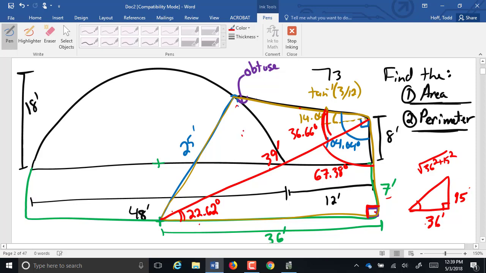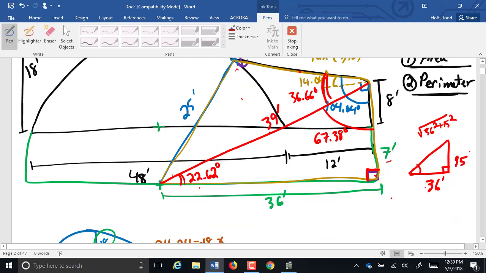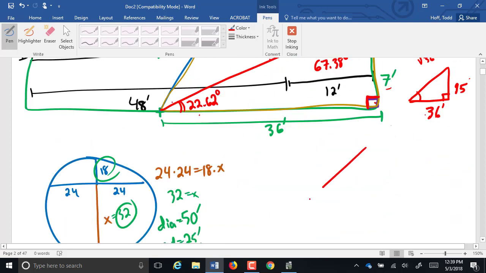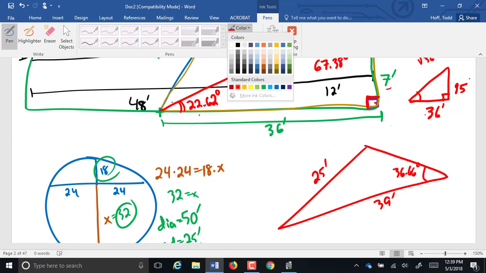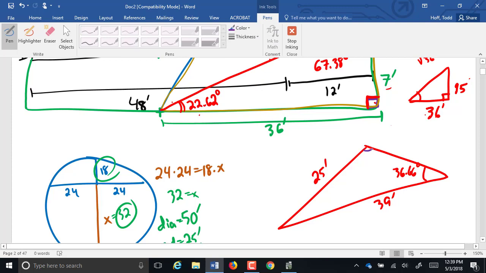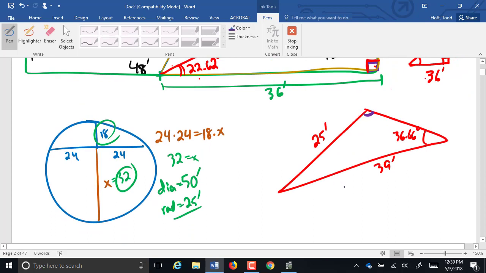Now, in this triangle, we have 36 point, what was it, 66? We have 39 feet, and we have 25 feet, the radius of our circle. We can find our missing pieces. First thing we're going to find is this angle here. We already know it's obtuse. So we're going to start out with what?